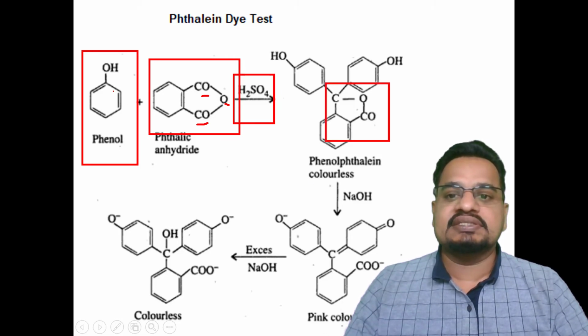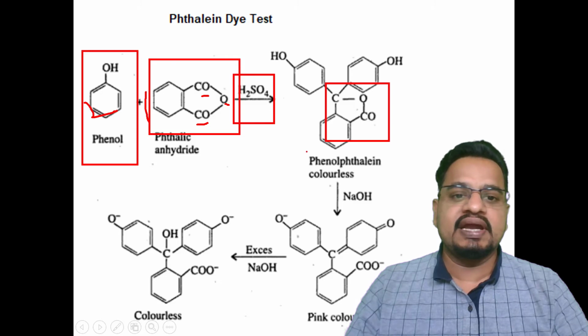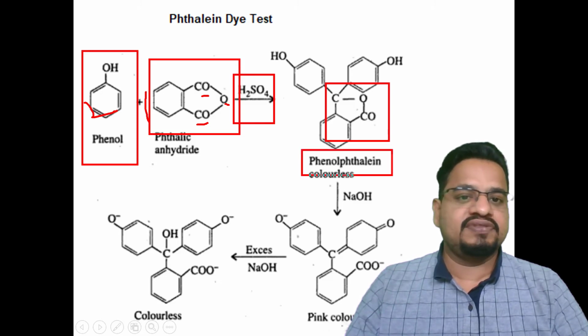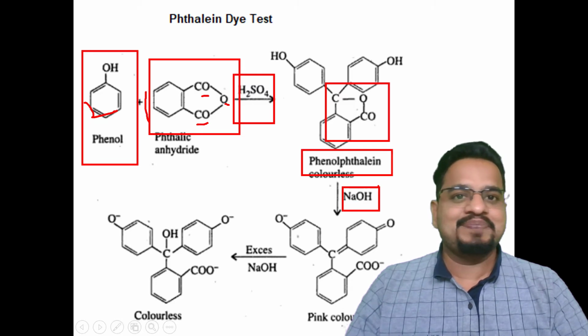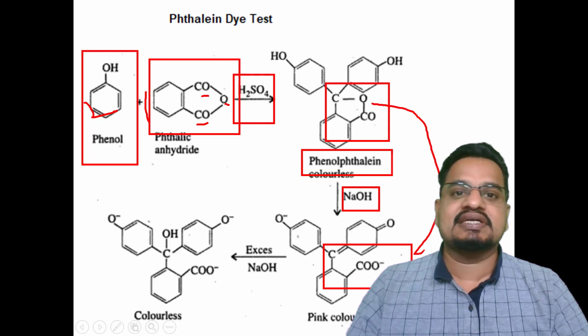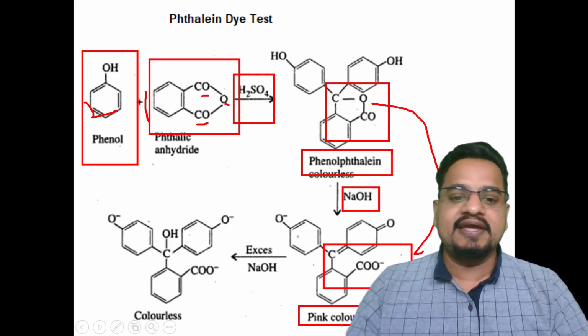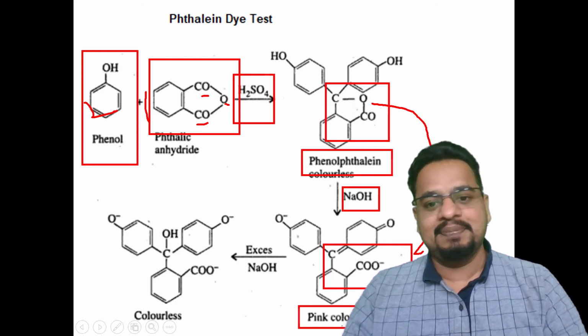Phenolphthalein. Check this. This is the condensation. Two phenol molecules and one phthalic anhydride are taken. You will get the colorless phenolphthalein. To this phenolphthalein, if sodium hydroxide is added, you know that now it is turning basic. So what will happen? The ring structure is broken and you will get the pink coloration at pH 8 to 10.